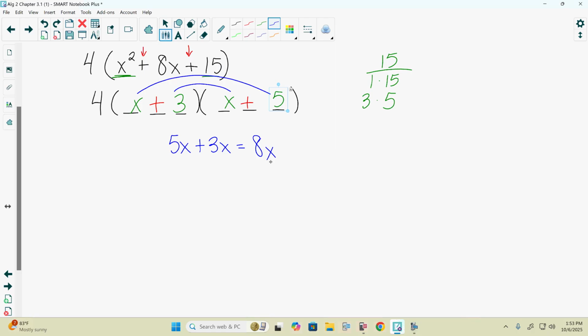We're just not writing out our x times x is x squared plus 5x plus 3x plus 15. We're not writing the whole thing out. We're just writing those middle terms, because that's the one that's going to change, depending on the setup. Now 8x is the middle term we wanted, yes? So x plus 3 times x plus 5 is the correct factored form of this here. Questions on this here? We ready for the next one?